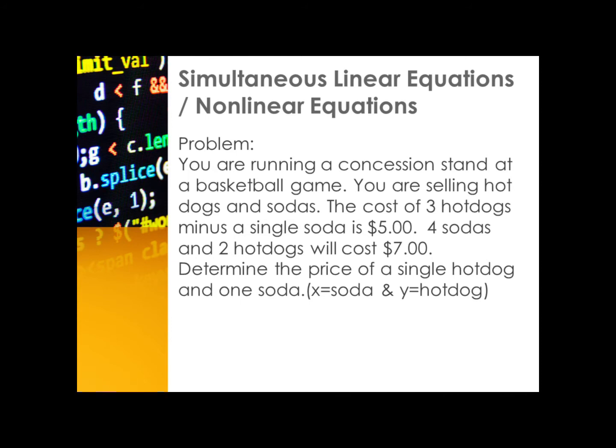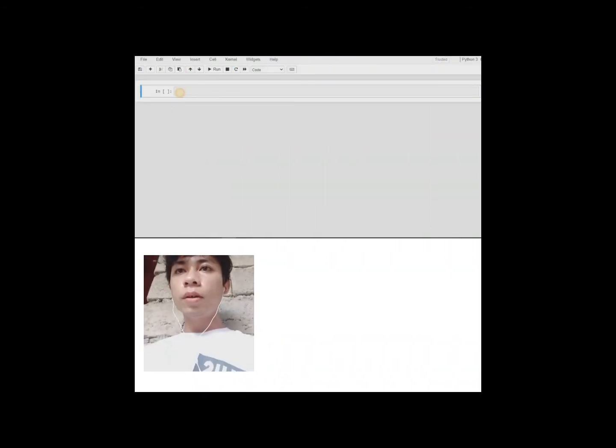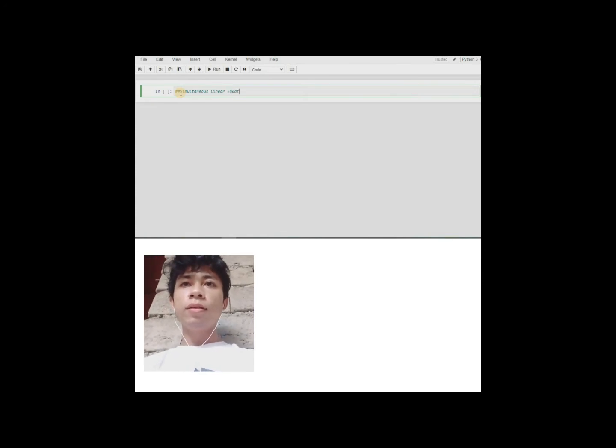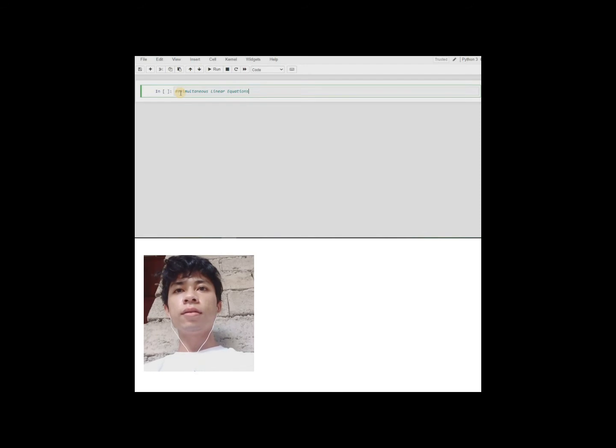So, given yung x is equals to soda and y is equals to hot dog. So, gagamit po tayo ng linear equation para po mahanap po natin yung value ng x and y. Masasolve po tayo ngayon ng isang simultaneous linear equation gamit po ang Jupyter Notebook. So, Python programming. Yan po, simultaneous linear equations.